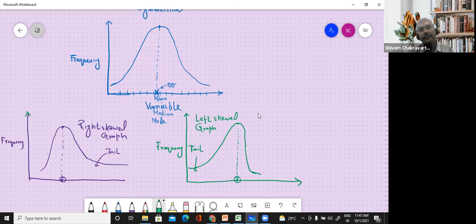Now the question comes, where will be the mean and median in these two cases, in the skewed cases? So I would like to put it as a challenge, a mini challenge. Take 1 minute and try to logically reason where should be the mean in this case, right skewed graph. Where should be the mean in the case of left skewed graph?